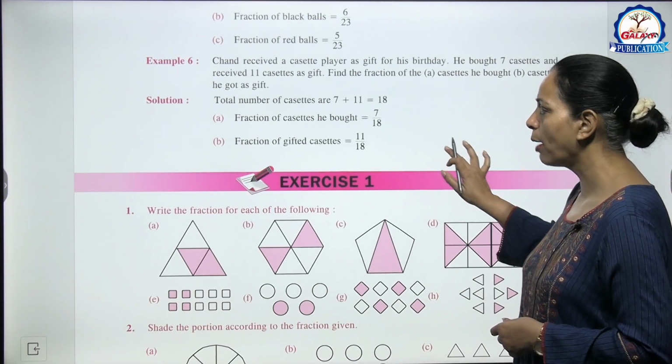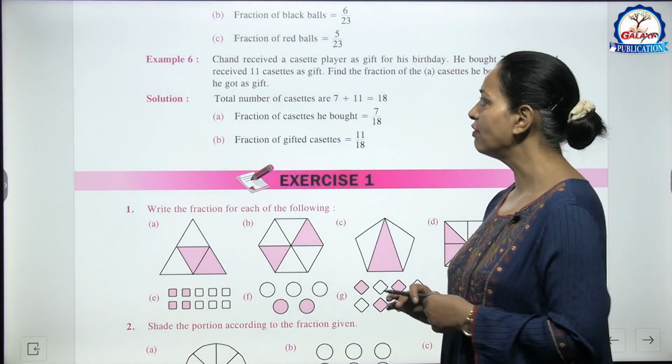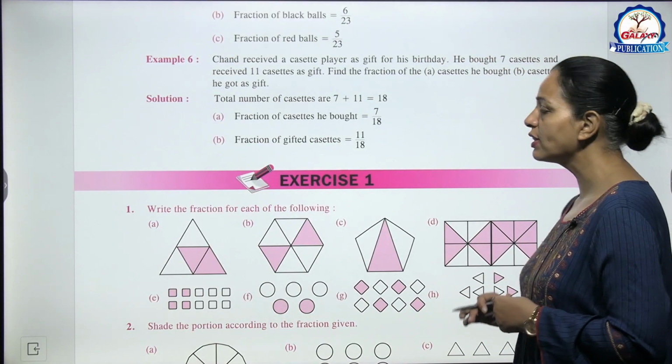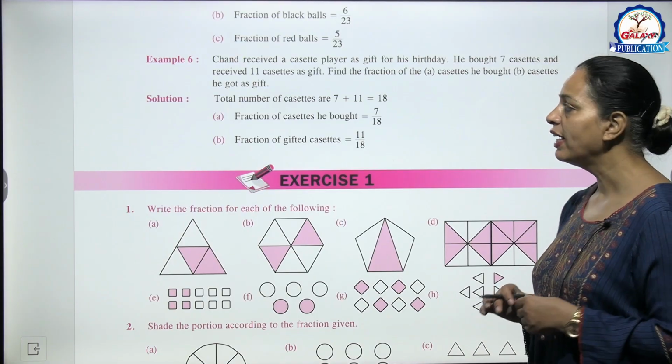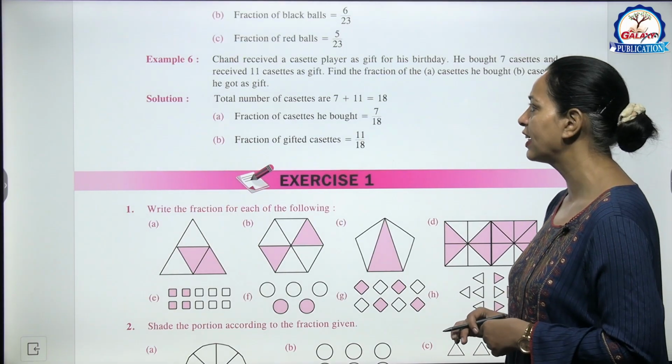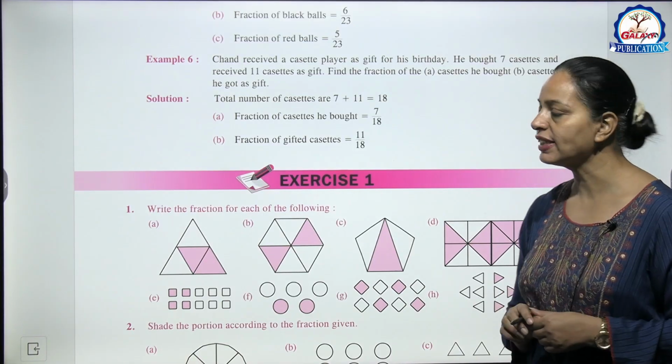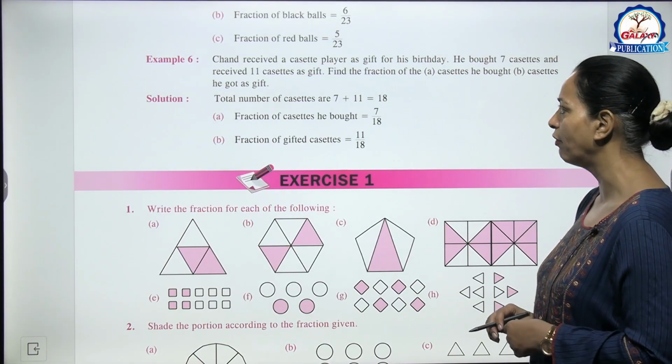Right. Now come to example 6. Chand received a cassette player as a gift for his birthday. He bought 7 cassettes and received 11 cassettes as gift. Find the fraction of the cassettes he bought and cassettes he got as gift.